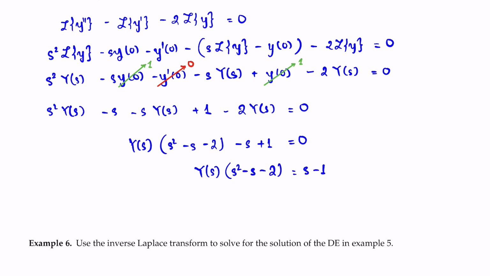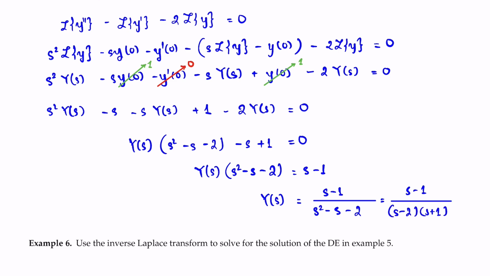Right. And when you divide both sides by s squared minus s minus 2, you have capital Y of s equal to s minus 1 over s squared minus s minus 2. And in the denominator, you can factor the quadratic expression, and you get s minus 1 over s minus 2 times s plus 1. Okay.